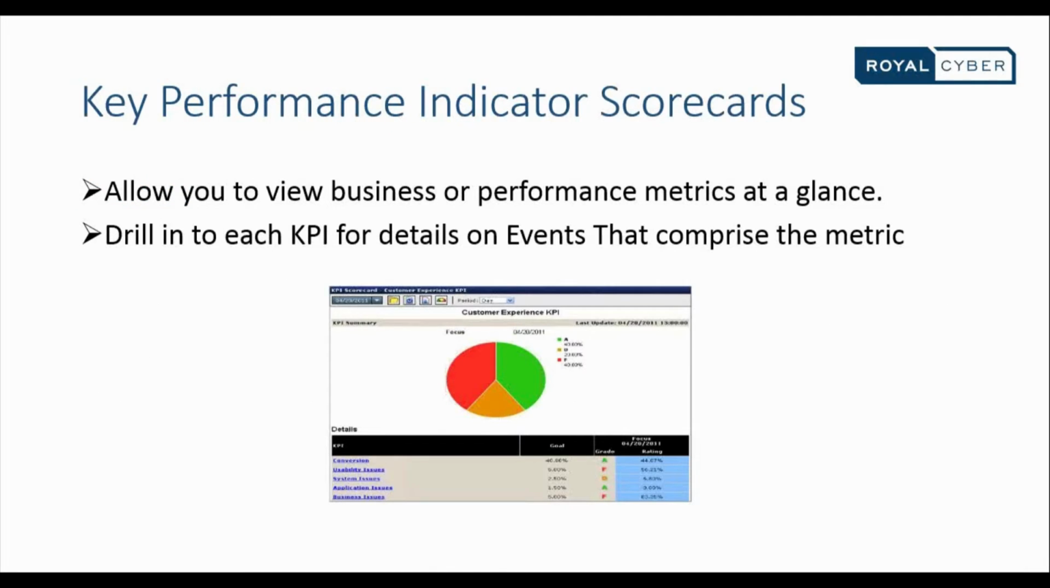Key performance indicators scorecard. Basically, it allows you to view business or performance metrics at a glance by aggregating key metrics into categories. For example, metrics that indicate usability issues are combined into usability KPI scores, while application performance metrics are calculated separately. All KPIs are displayed as a percentage, based on selected activities such as all sessions or purchases.